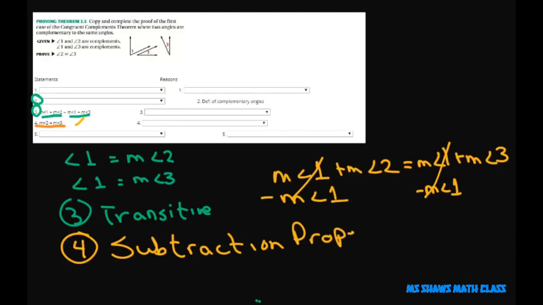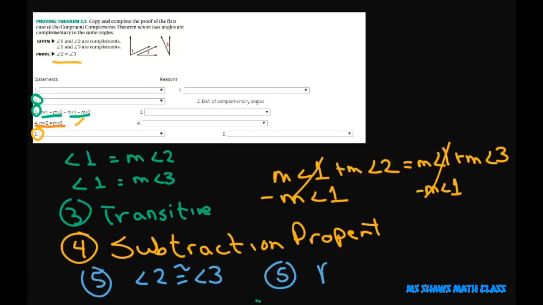And finally, for the last statement, you just write what you're trying to prove. So for number 5, you're going to write that angle 2 is congruent to angle 3, and why that is so, that's the definition of congruent angles.